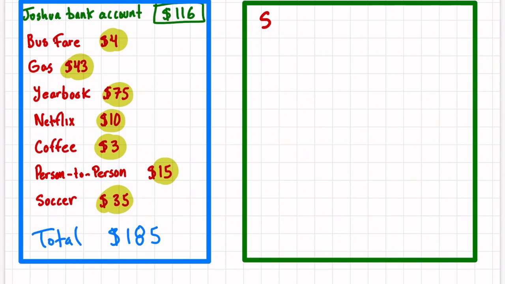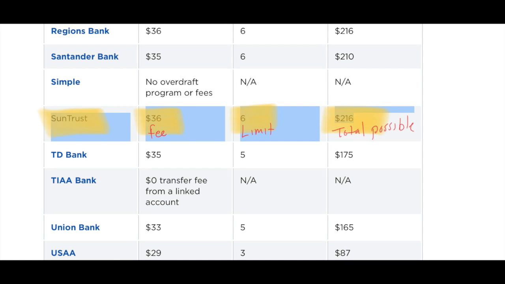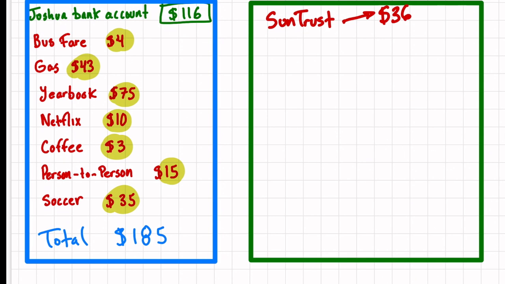Alright, so let's look at the first one of the banks, SunTrust. Let's use the first chart. The first chart tells me that there's a $36 fee and there's a limit for the amount of fees per day, and a possible limit of $216 per day. So I'm going to write down the amount for the overdraft fee.